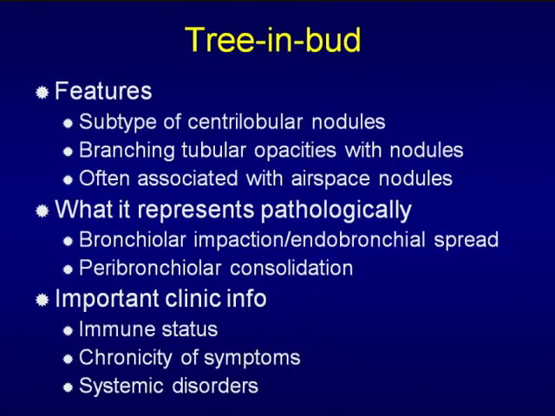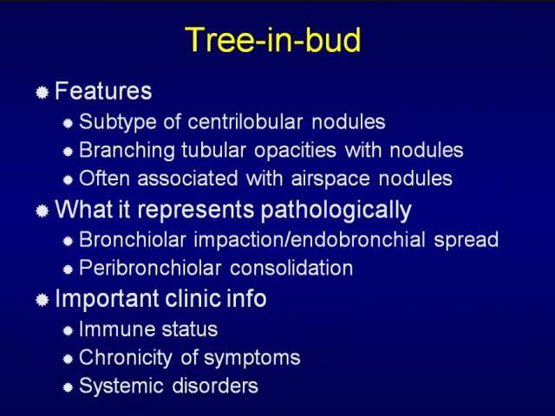The importance of tree and bud, well, it's a subtype of central lobular nodules, so these also should be spaced away from the subpleural interstitium, and they are branching with nodules. What we're seeing with tree and bud is essentially filling of the bronchi with usually infectious debris. That infectious debris may not stay there, it may extend outwards.